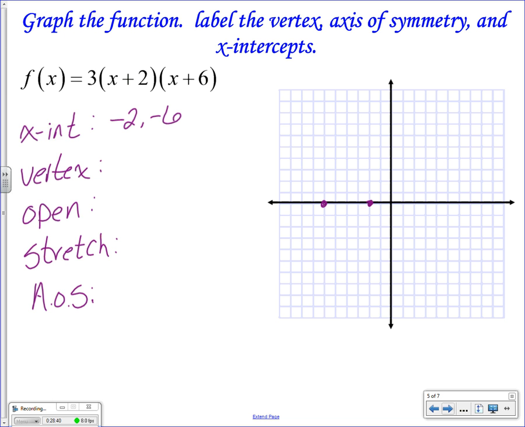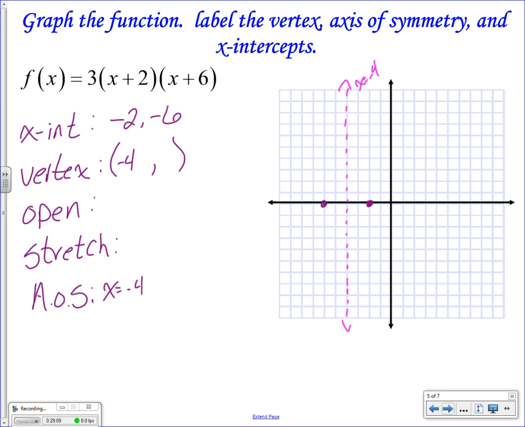-6. Okay? Sometimes you can just look at the graph and tell me which one is halfway in between those two, right? What number's halfway between -2 and -6? -4. Very good. Not 4, -4, honey. Okay, so x equals -4. That's my axis of symmetry. I already have that. My vertex is going to be -4.